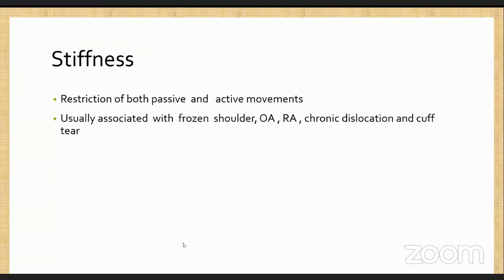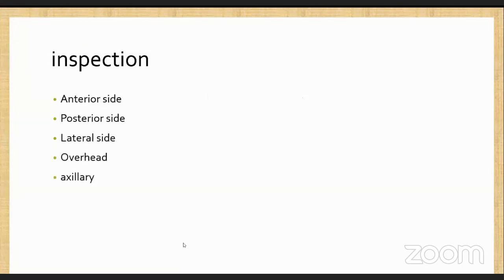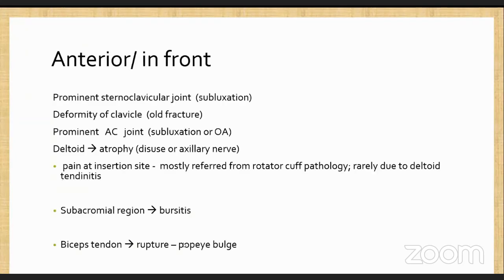Stiffness, restriction of both passive and active movements. For this, how do you define the stiffness? You look from the back and discuss the scapular dyskinesis with that. We'll talk about that later. Inspection from all the sides is an absolute must.